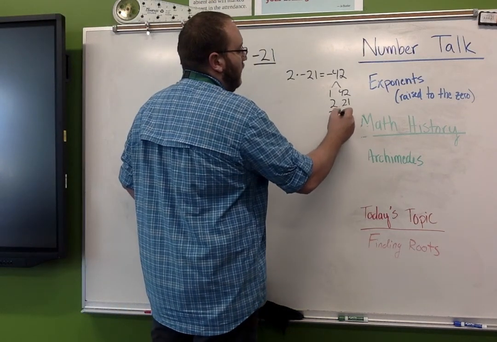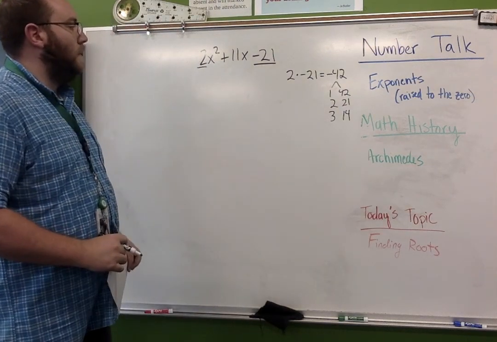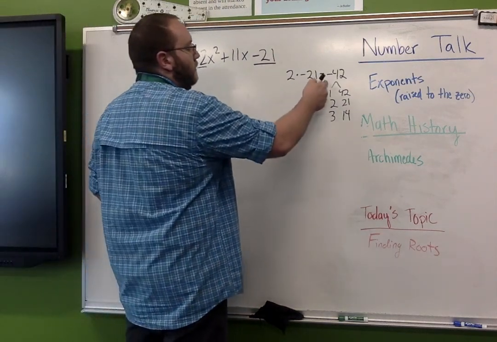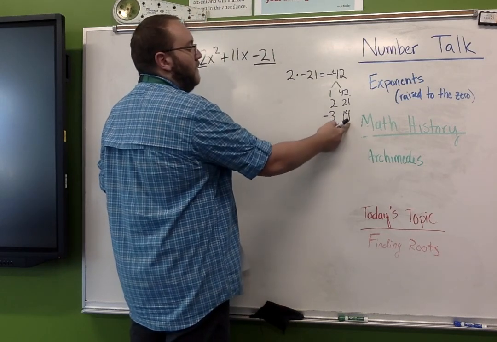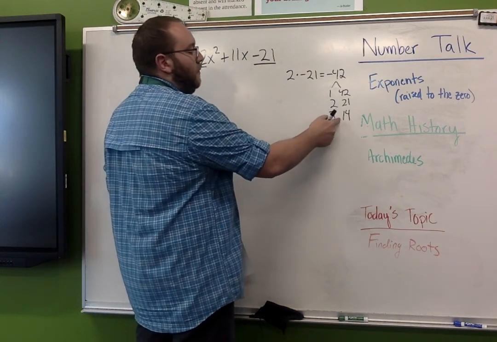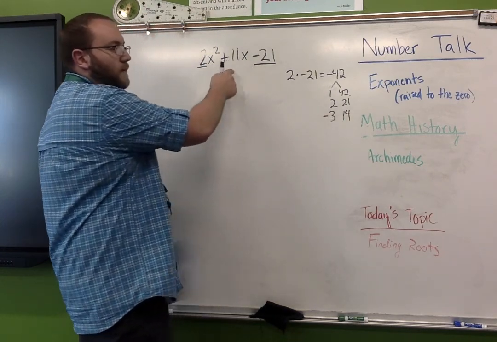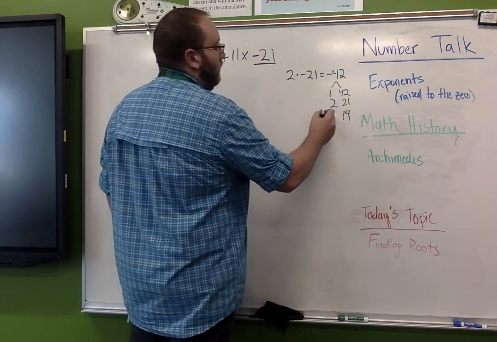Let's see, we got 3 and 14. Oh, well, hold up here. I need a negative 42, so if this is a minus 3, that negative 3 times 14 is negative 42, and negative 3 plus 14 is positive 11. Perfect, that's exactly what we want. So negative 3 and 14.